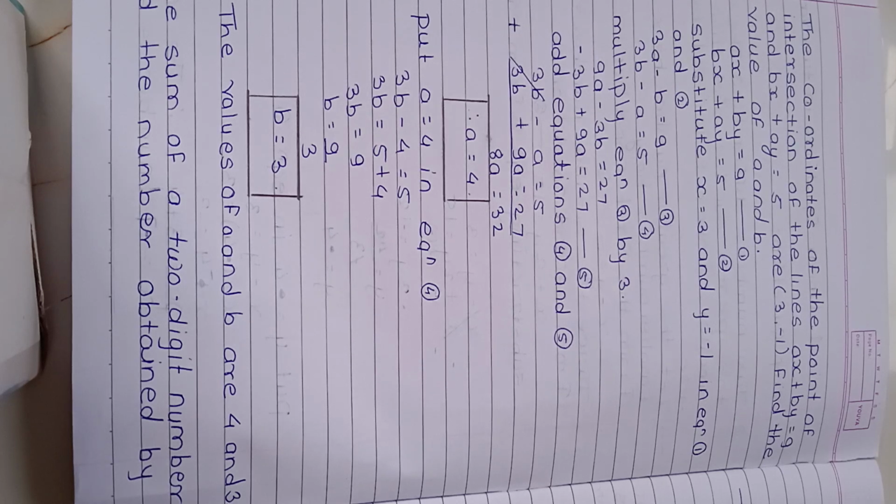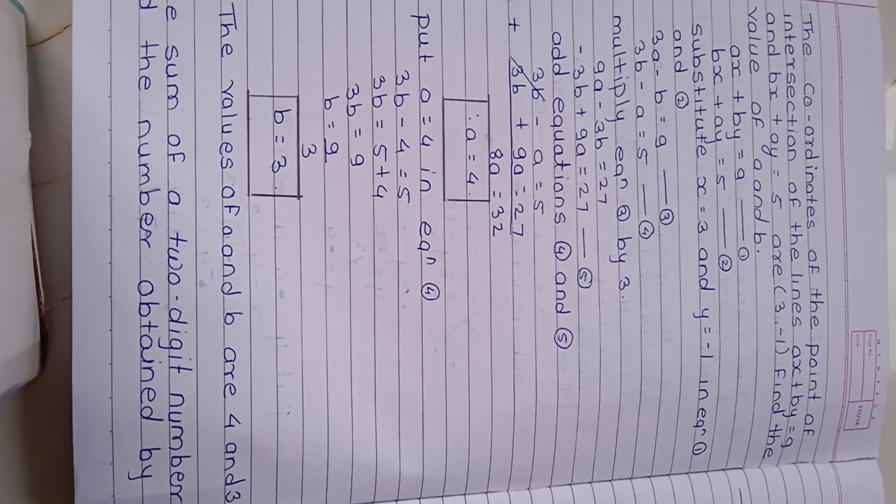Put a is equal to 4 in equation 4. 3b minus 4 is equal to 5. 3b is equal to 5 plus 4. 3b is equal to 9. b is equal to 3. The values of a and b are 4 and 3.